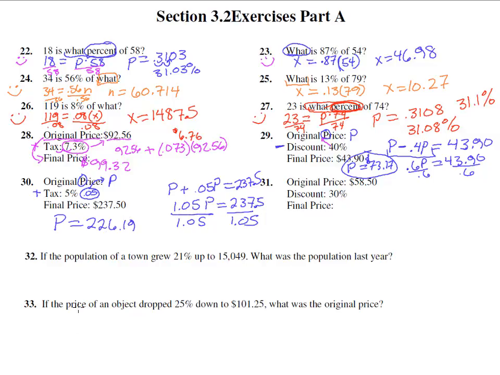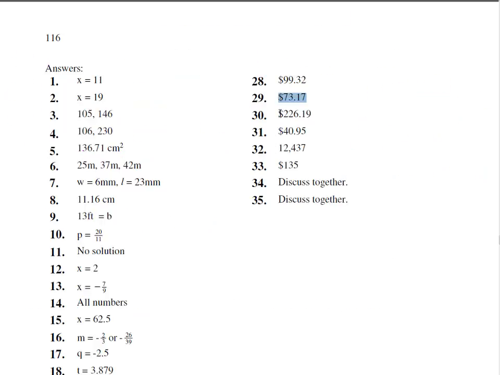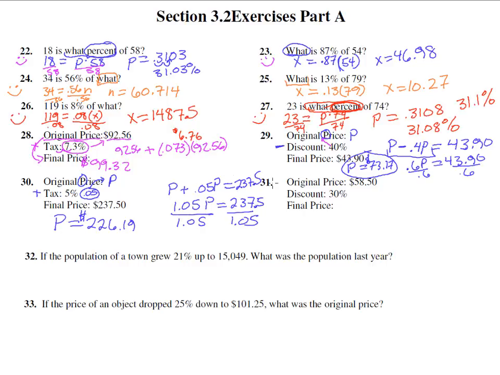226.19. Let's double check our answer in the back and see if we got it. Yes, $226.19. And number 31. The original price was given to us. Look at that. We know that.